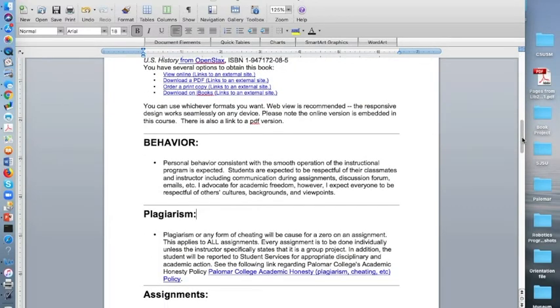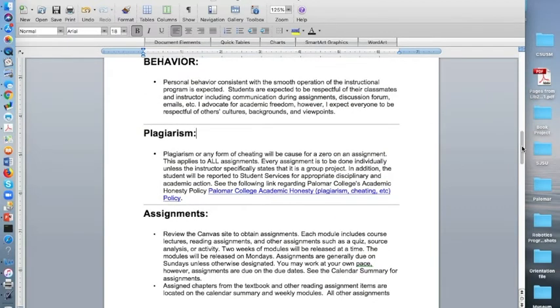The behavior in this course is no different than if you're in a brick and mortar course. Personal behavior should be consistent with the smooth operation of the instructional program. Students are expected to be respectful of their classmates and instructor, including communication during assignments, discussion forums, emails, etc. I advocate for academic freedom. However, I do expect everyone to be respectful of others' cultures, backgrounds, and viewpoints.